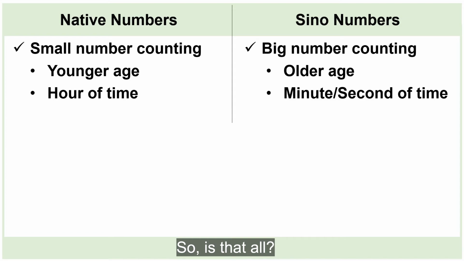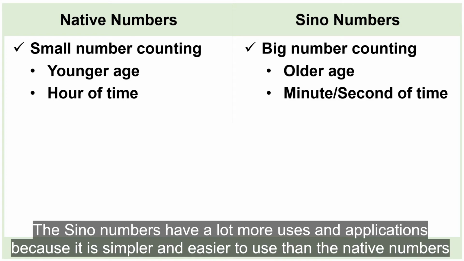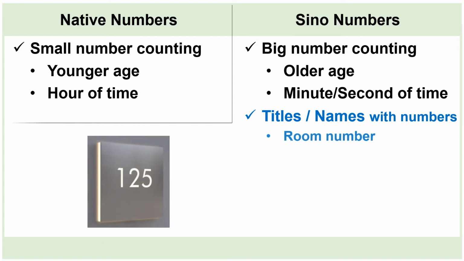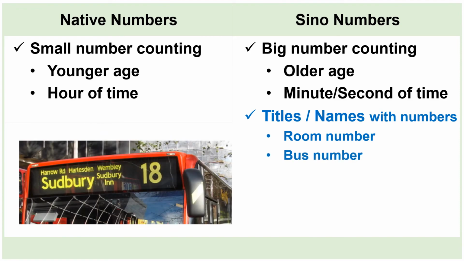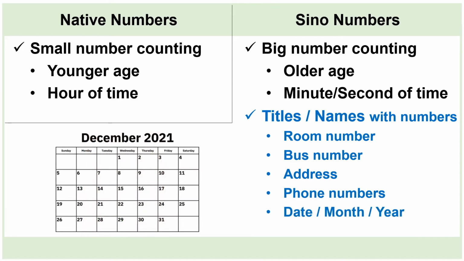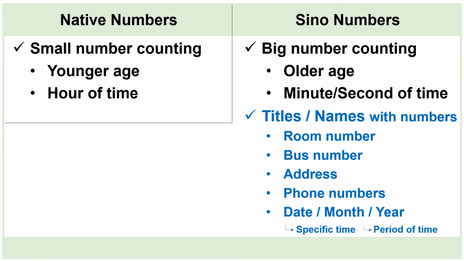So, is that all? No. The Sino numbers have a lot more uses and applications because they are simpler and easier to use than the native numbers. The Sino numbers are used for titles or names using numbers. For example, room numbers, bus numbers, addresses, telephone numbers, dates, months, and years, something like that. Here, this date, month, and year include saying a specific date, month, or year. And it also includes saying some period of time in dates, months, or years.